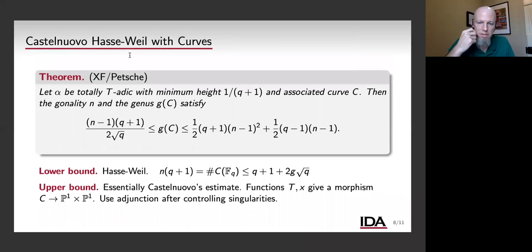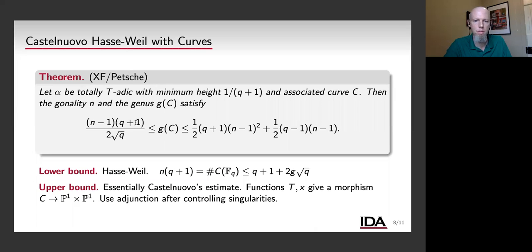So I'm not going to belabor this slide, but when you write down a curve, of course, you start asking questions like, what's the geometry of this curve? So you can estimate the genus of your curve associated to a totally t-adic function with minimum height. You can get a lower bound by using the Weil bound. The Weil bound gives you an upper bound on the number of rational points, and since we know the number of rational points, you get a lower bound on the genus.